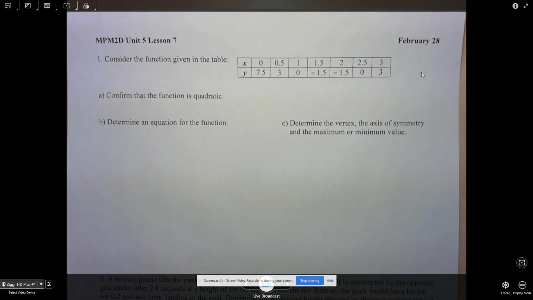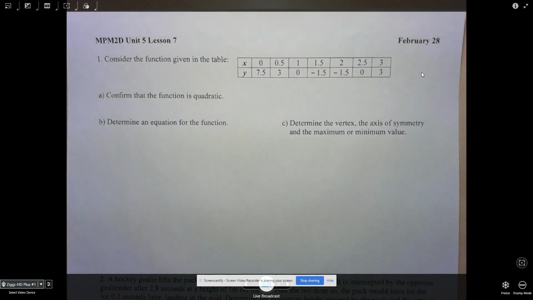So what we're going to do today is go through a few different examples using the different forms of the equation of a quadratic function that we've studied. We'll stop the video every once in a while, give you some time to have a look at the problem, and then we'll take it up together.